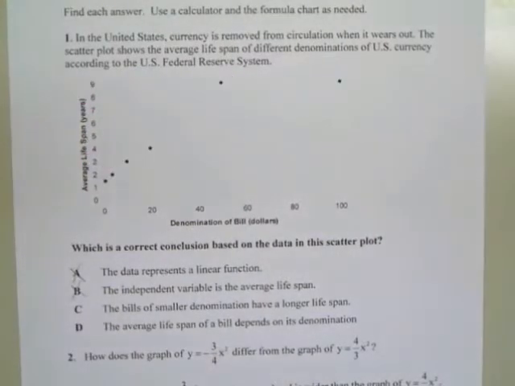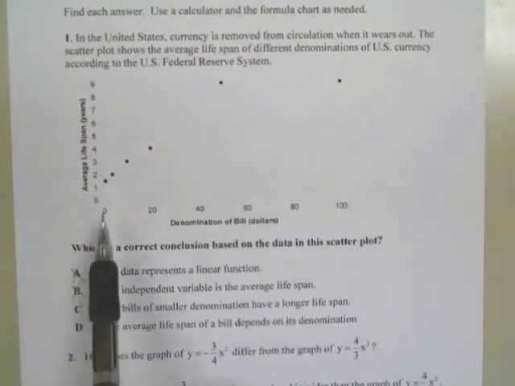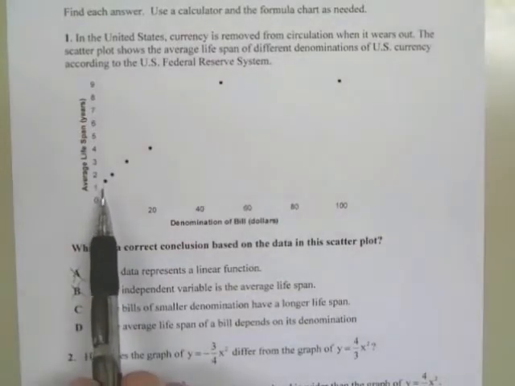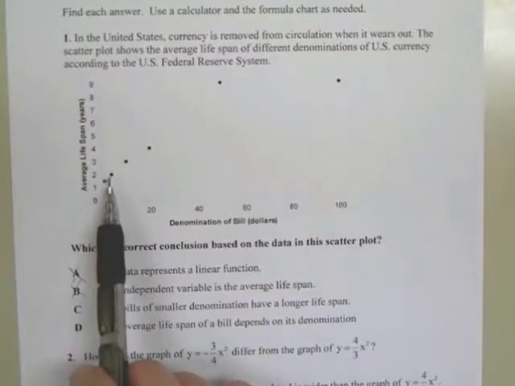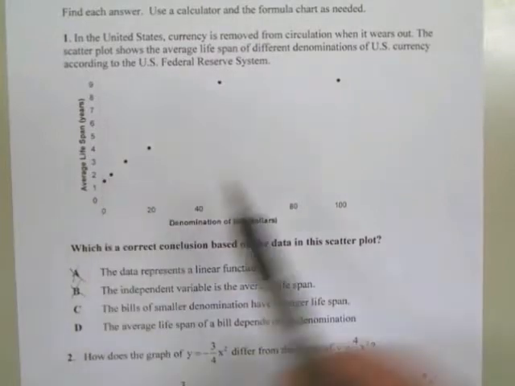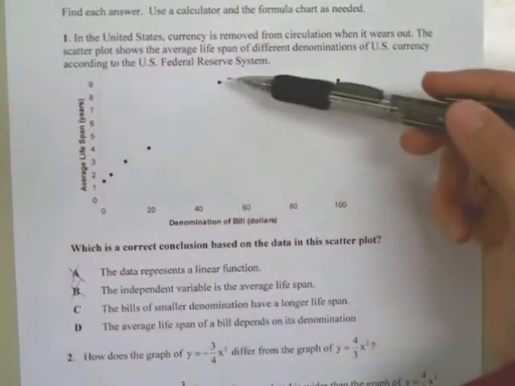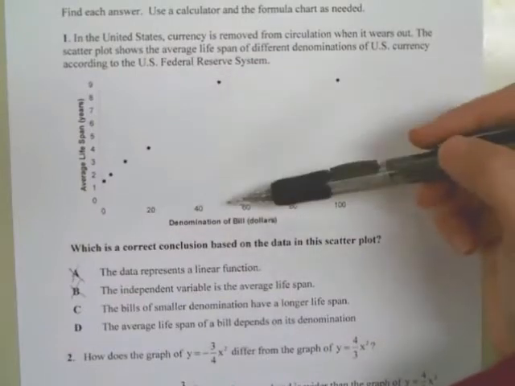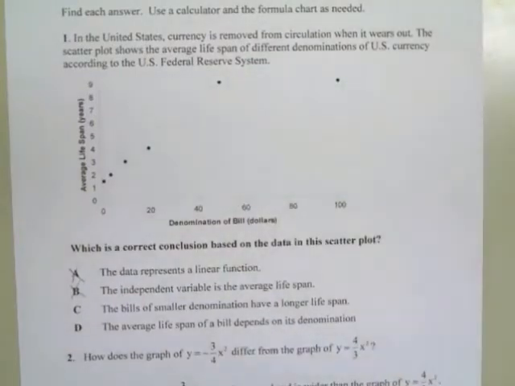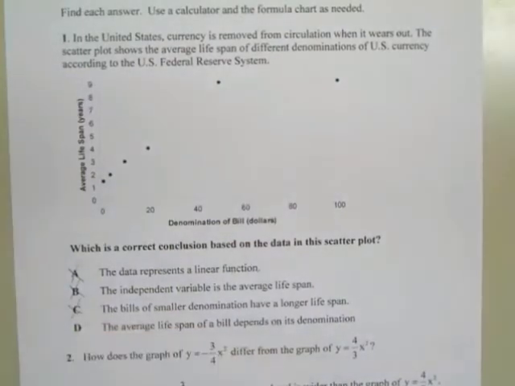C. The bills of smaller denomination have a longer lifespan. Well, if we look at our graph, a $1 bill lasts about a year and a half. A $5 bill lasts about 2 years, whereas the $50 bill will last about 9 years. So the larger bills have the larger or longer lifespan, so it is not C.